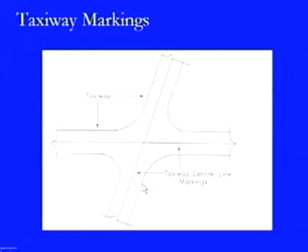This is a crossing of two taxiways, and therefore, it is permitted that the markings of the taxiways may cross each other as being shown here. So, these are the two center lines which are crossing each other.